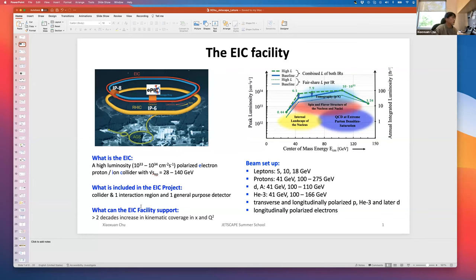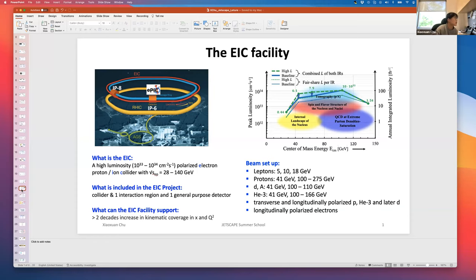So I think the question is related to the fact that the EIC collision energy is relatively low. Compared to the LHC, the LHC has very high energy. We actually reconstruct jets at the level of 4.5 and 5 GeV. So it's kind of soft jets compared to the LHC jets.